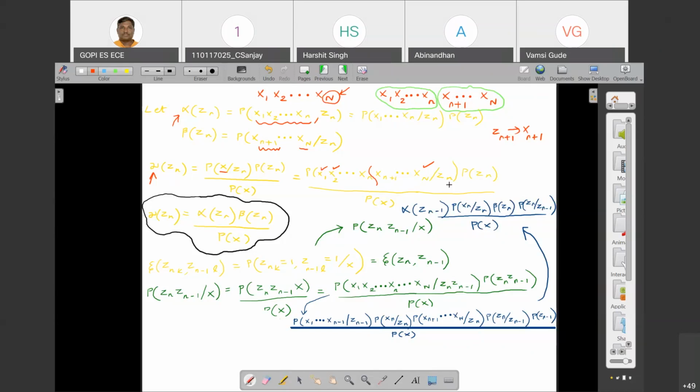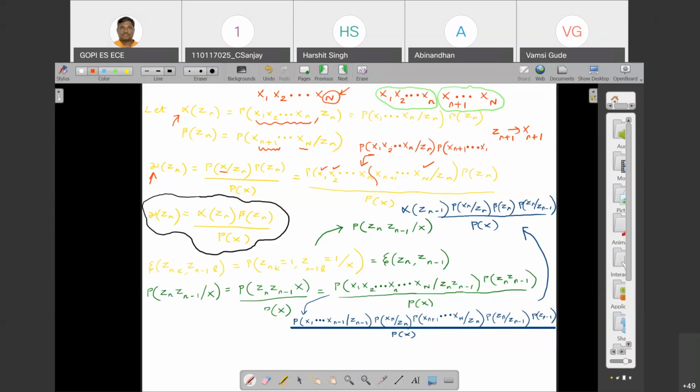In split form, we are able to write it as one part: this probability of x1, x2, up to xn. So we write it as a product of two probabilities. One probability is the probability of x1, x2, and so on up to xn given Zn. This is called conditional independence. The model that we have considered is in a conditionally independent fashion.